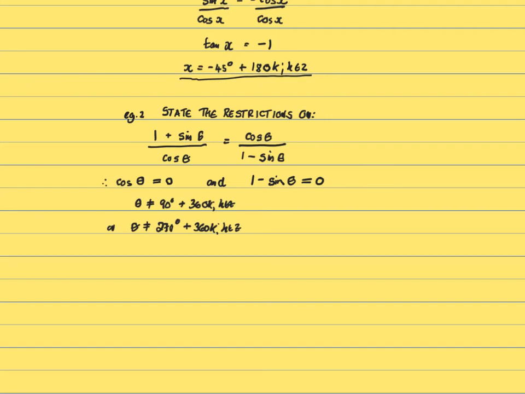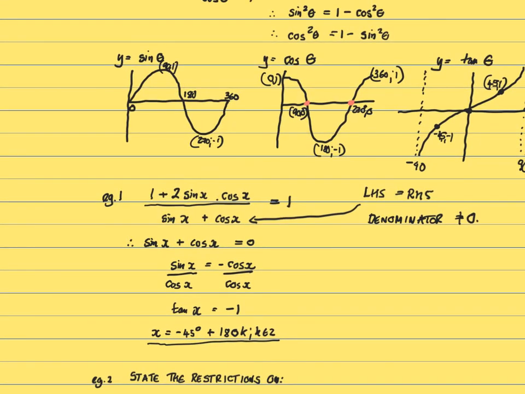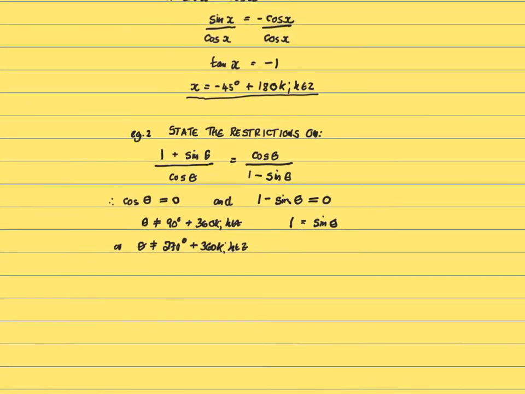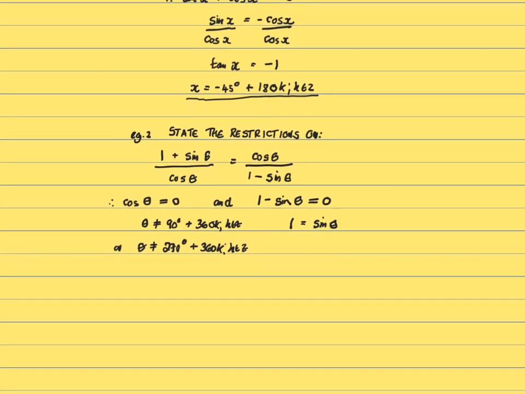Okay, on this side here, I'm going to go 1 is equal to sine theta. All right, go back up to my sine graph. Where's my sine graph equal to 1? My sine graph's equal to 1 at 90 and 270, which is exactly the same as what I've already got, so I don't have to rewrite it. Those are going to be my restrictions. Okay. All right, let's go on to example number 3.